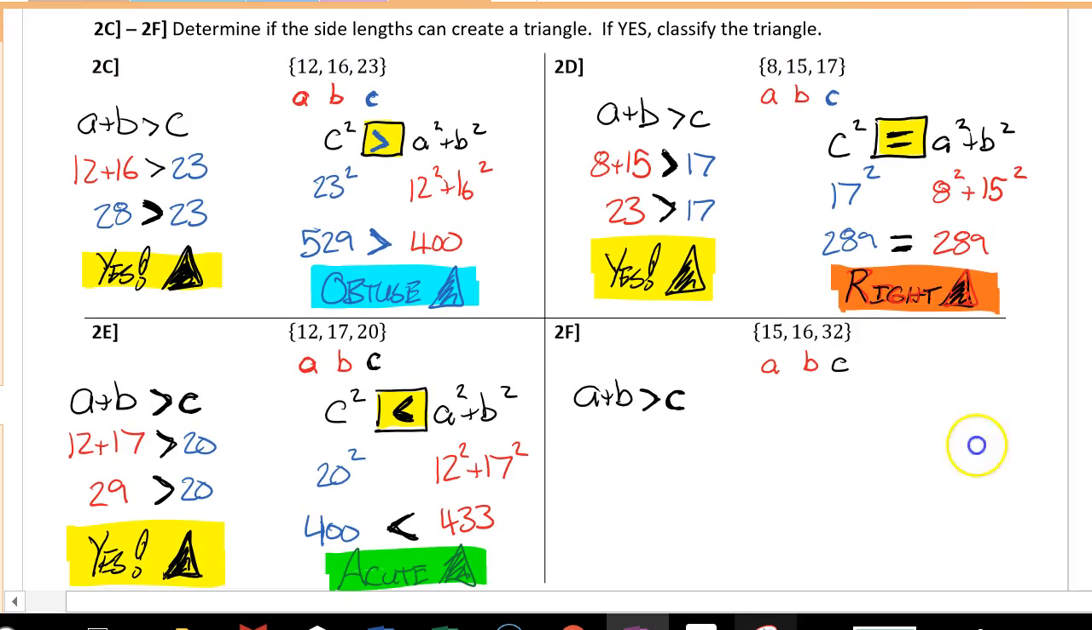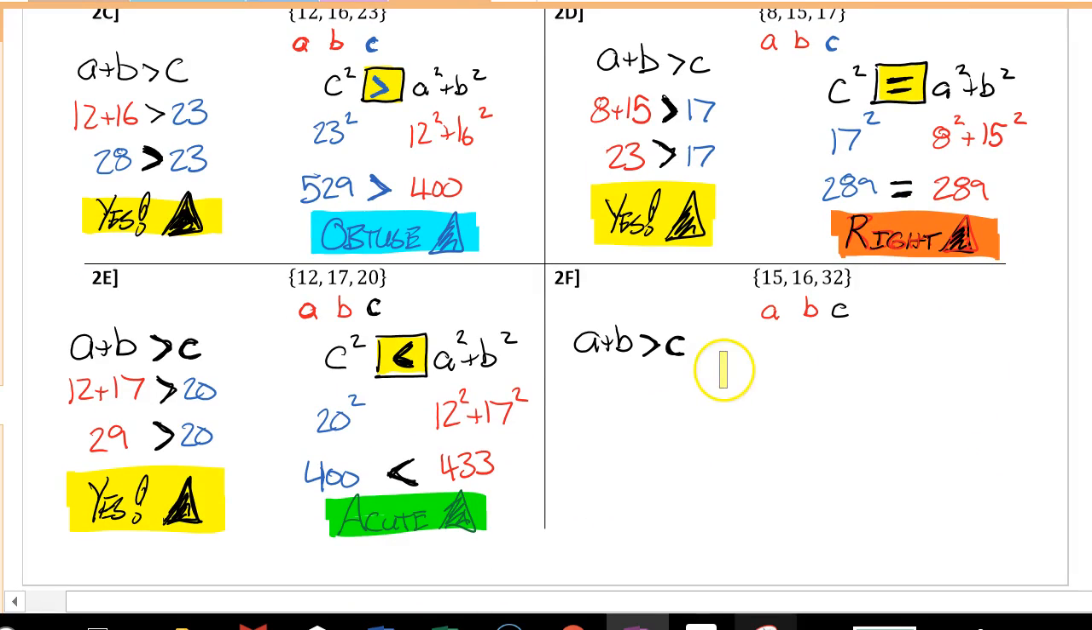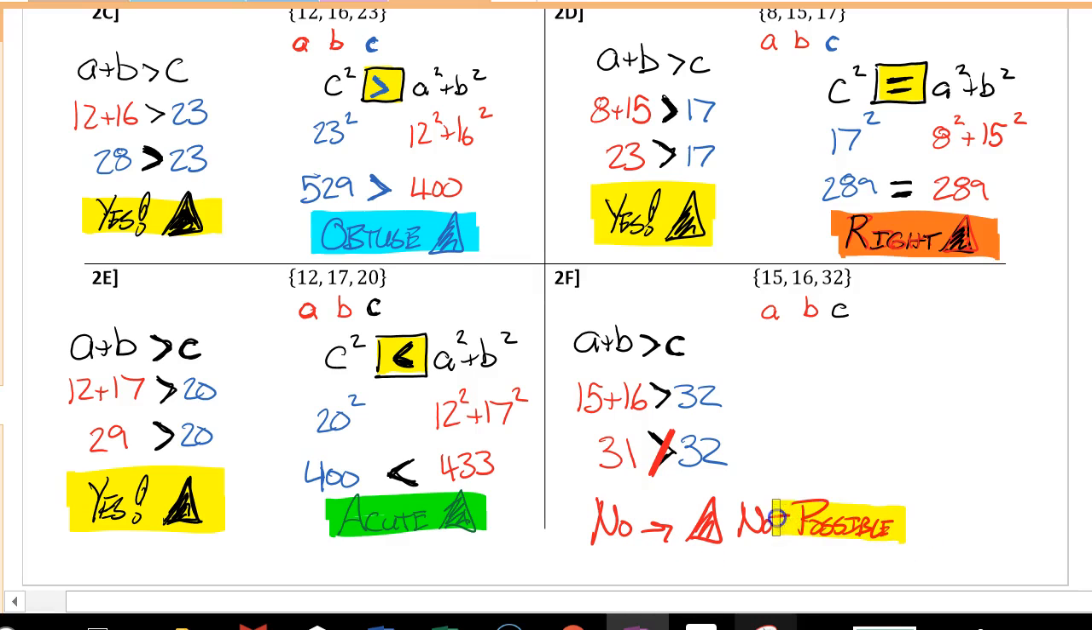Now, 2F, substituting our known values, 15 plus 16 must be greater than 32. We have 31 must be greater than 32. This is not true, so no, the triangle is not possible. Therefore, we cannot further continue with this problem. We cannot classify a triangle that does not exist, and we are done.